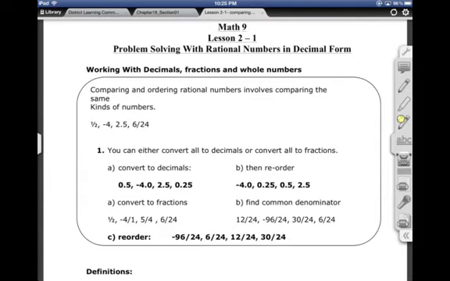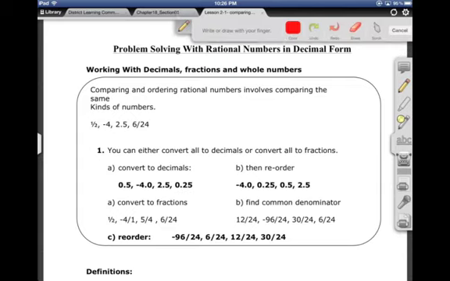So, lesson 2-1 is all about using these things called rational numbers. And what we want to do is get a sense of the size of rational numbers, like which ones are bigger and which ones are smaller and which ones are in between. And it kind of helps to look at rational numbers in decimal form.